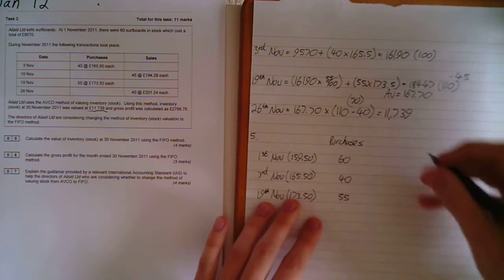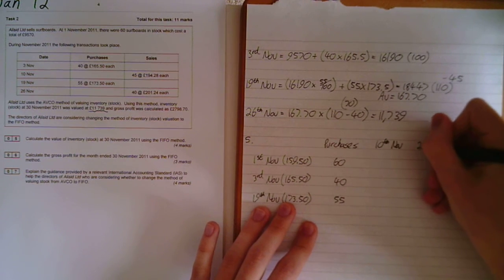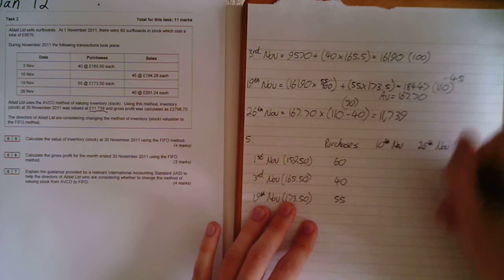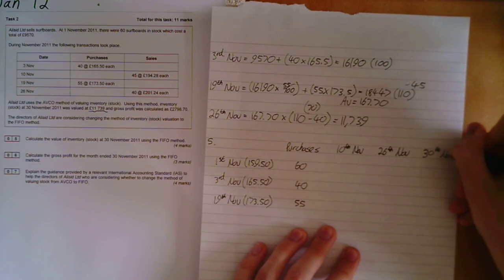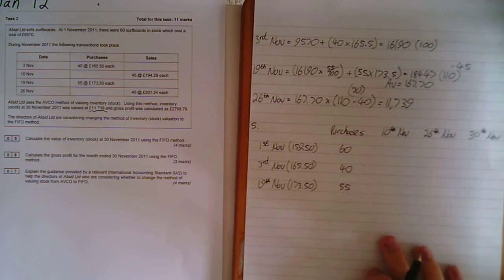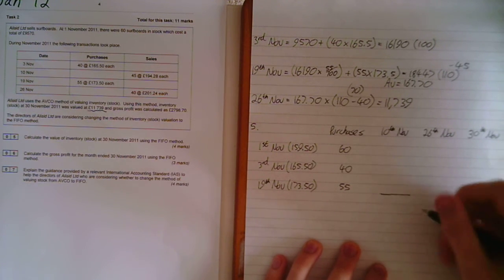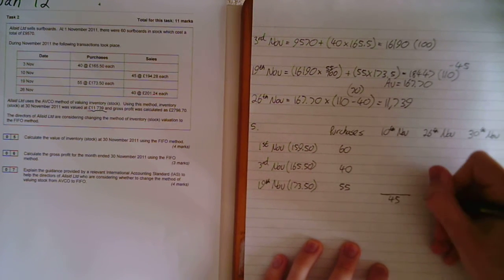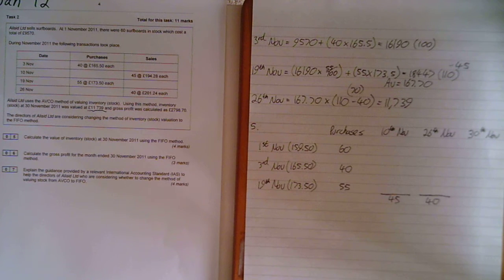And now what I do is I put the dates of the sales on the top. 10th of November, 26th of November, and then at the end this is like the closing inventory, what we have left after our sales. And at the bottom here I always have the total sales for each of these dates. So I sold 45 on the 10th and I sold 40 on the 26th. You don't have to use this method, this is just something that I use. I'm sure there's 100 methods out there that your own teachers teach you. This is what I use.